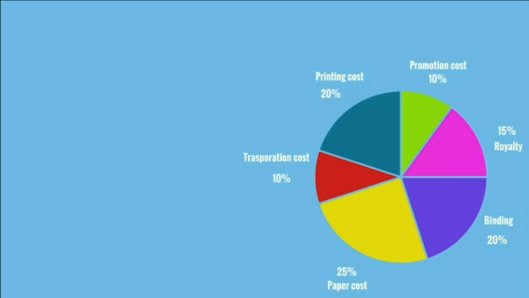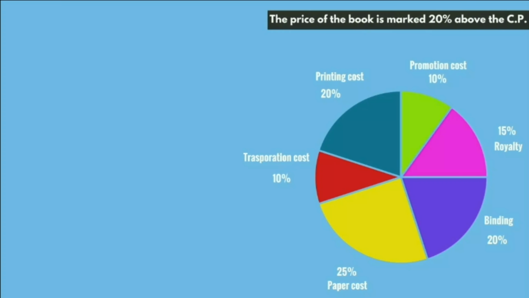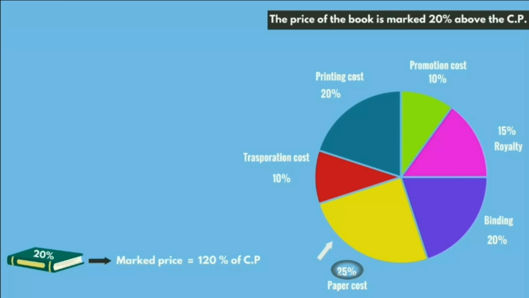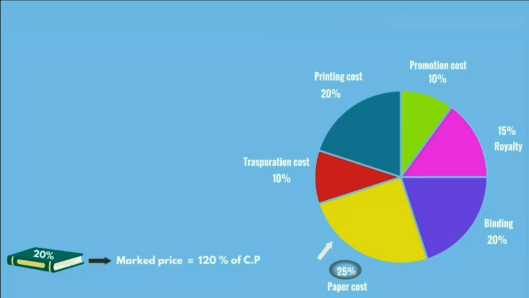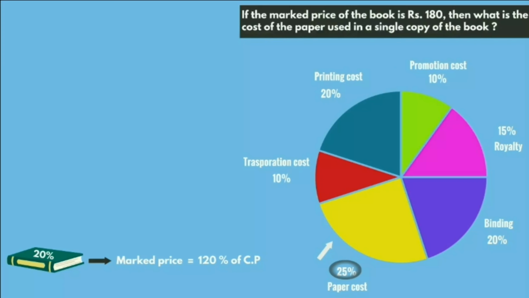Let's see the solution. Here in the question they given that the price of the book is marked 20% above the cost price. So here is a book and the price of the book is marked 20% above the cost price. So it is clear that the marked price of the book is 120% of cost price. And also from the given data, we know the cost of paper equals 25% of cost price. Now in the question they are asking, the marked price of the book is 180 rupees, then what is the cost of the paper used in a single copy of the book?